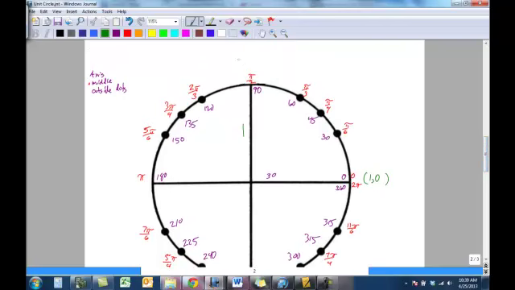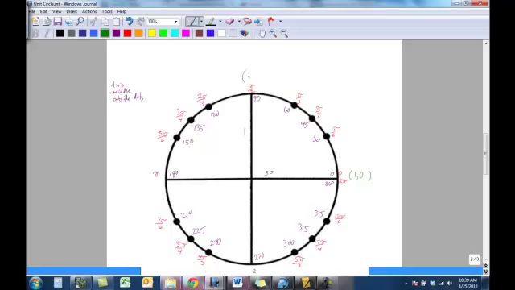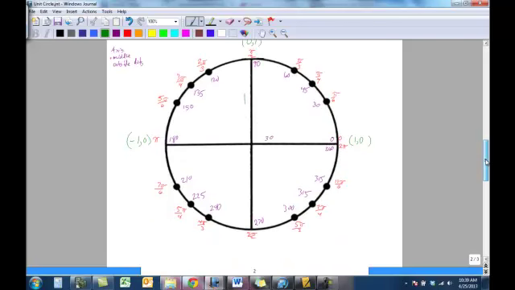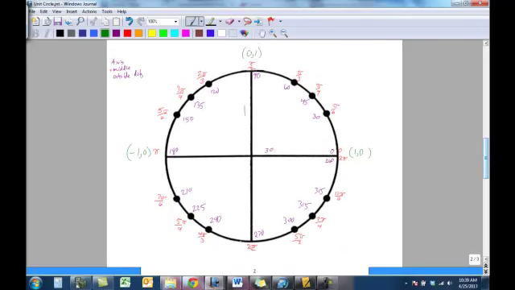So what's up here? I'm going to have to reduce this, I think. This is (0, 1). This is, oops, (-1, 0). And this guy here is (0, -1).